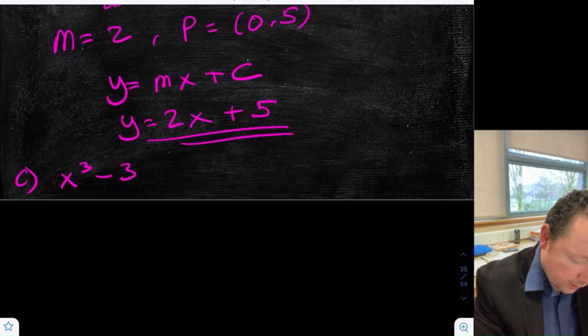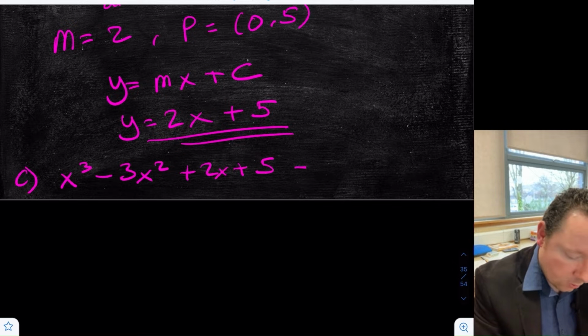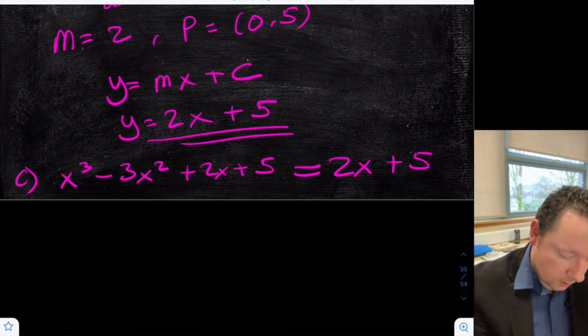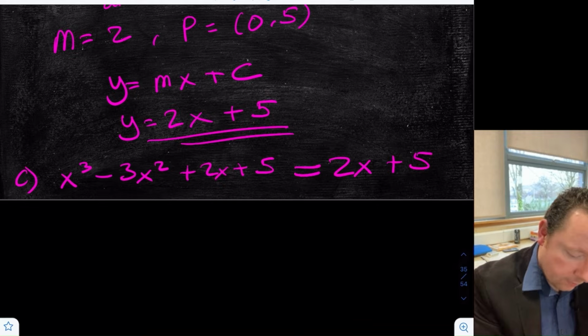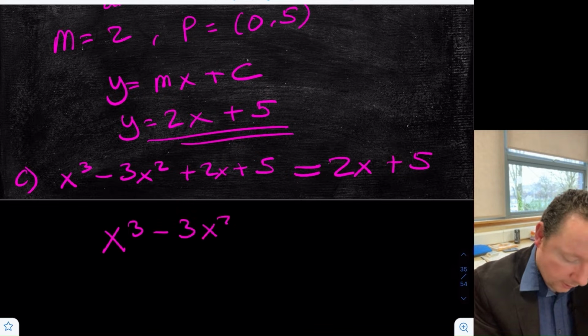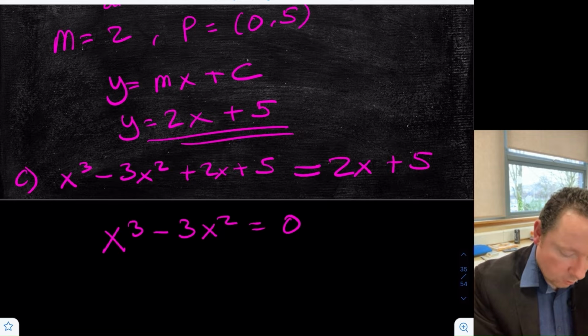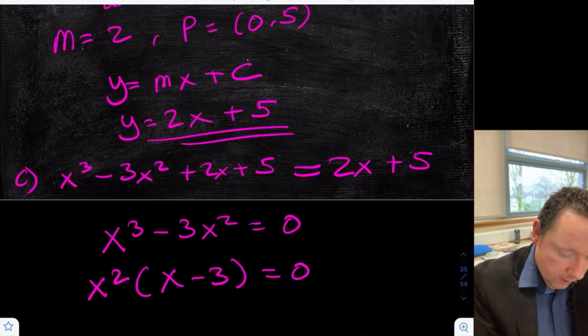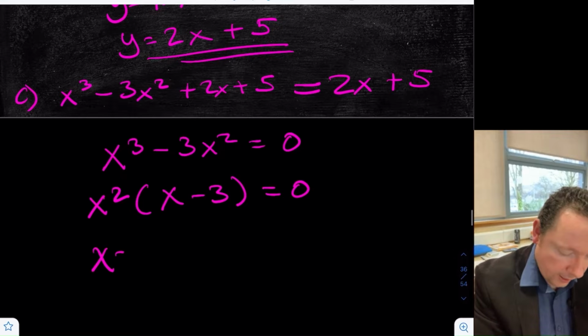x cubed minus 3x squared plus 2x plus 5 was our curve. It's equalling 2x plus 5 at points of intersection. So we can solve that quite easily. If we take it over, minus 2x minus 5, they disappear. So that just leaves me with x cubed minus 3x squared equals 0. Common factor of x squared, so you get x squared times (x minus 3). So that means x squared equals 0, so x equals 0, or x minus 3 is 0, so x equals 3.